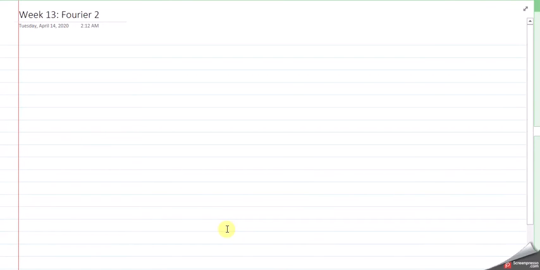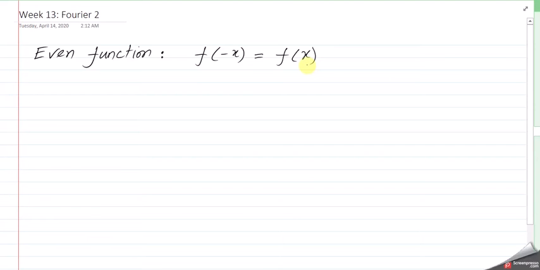Let us continue with Fourier series. The next thing is a little trick we sometimes use in solving integration. It involves two very simple definitions. First is even functions. We have used the words even and odd for numbers, but now we are going to use them for functions. A function is called an even function if we replace x with minus x, and it does not change.